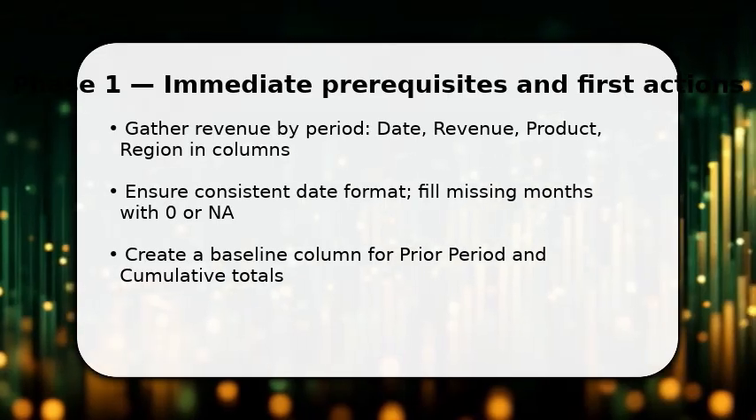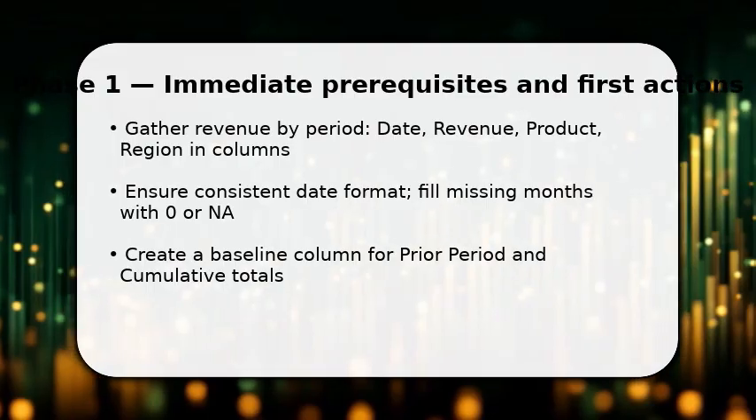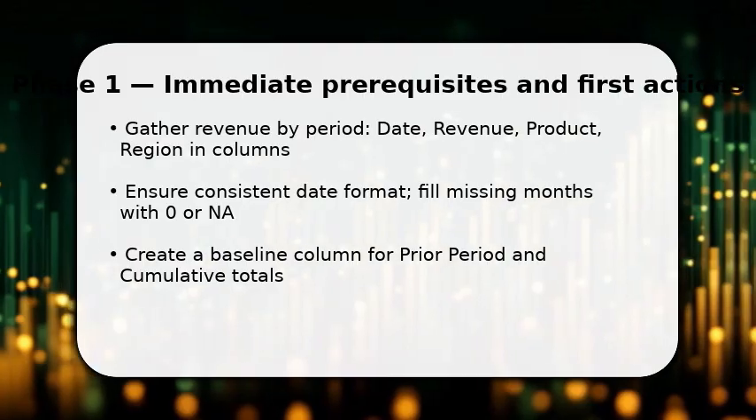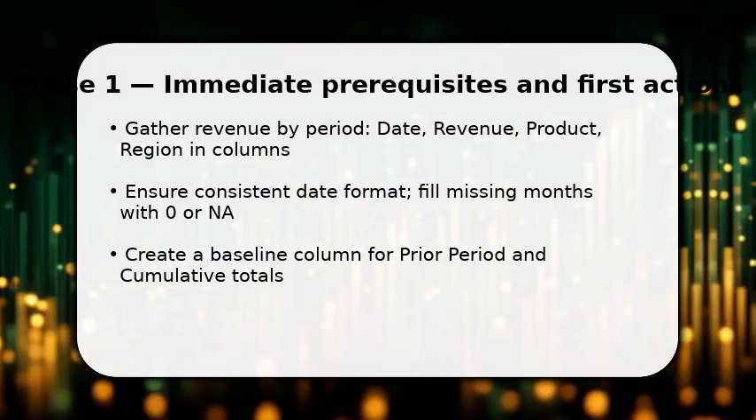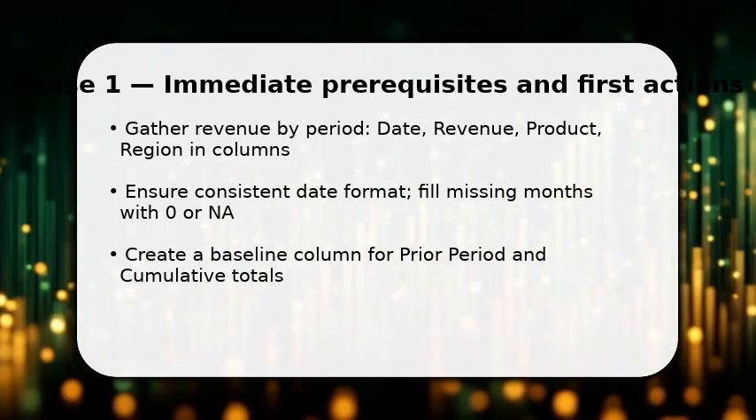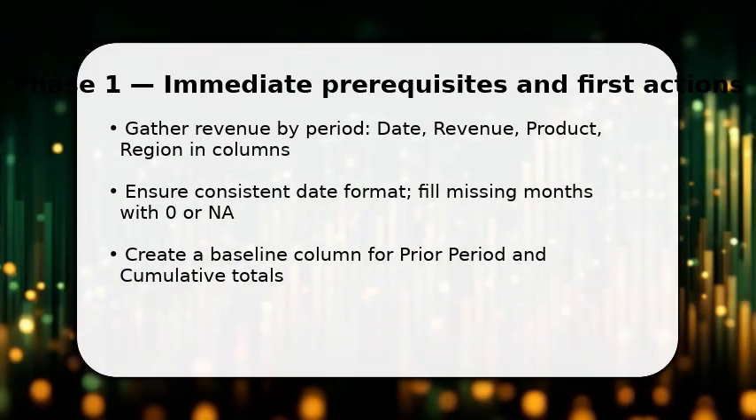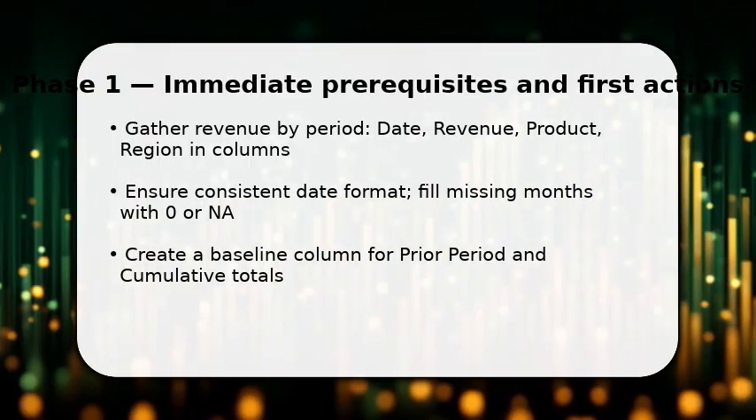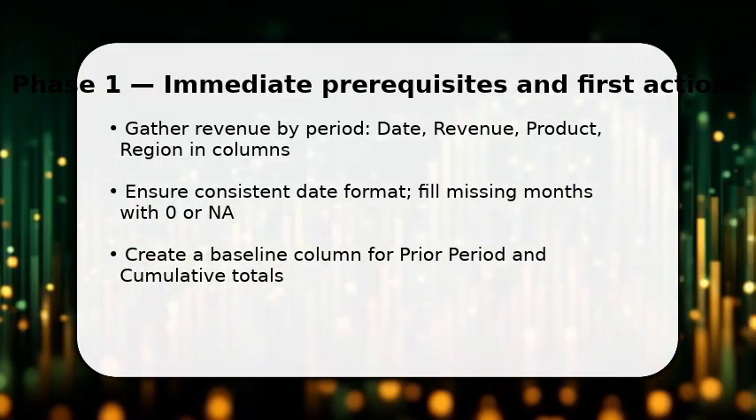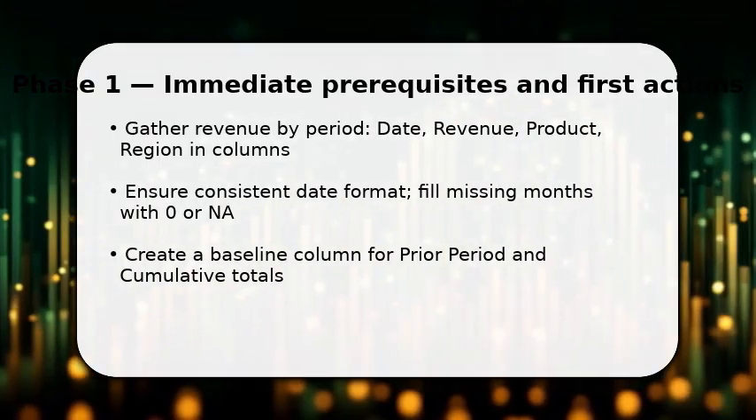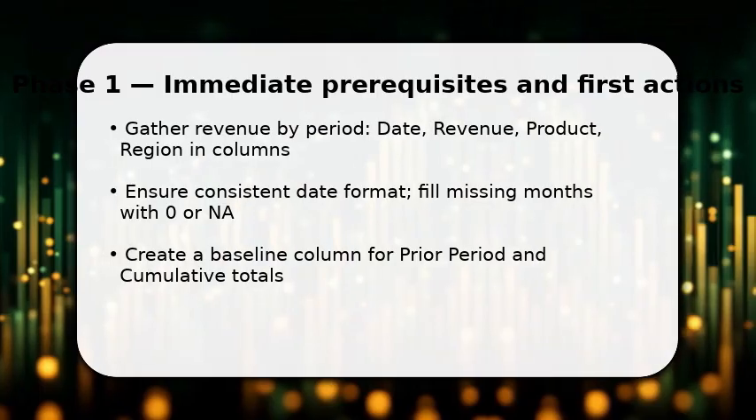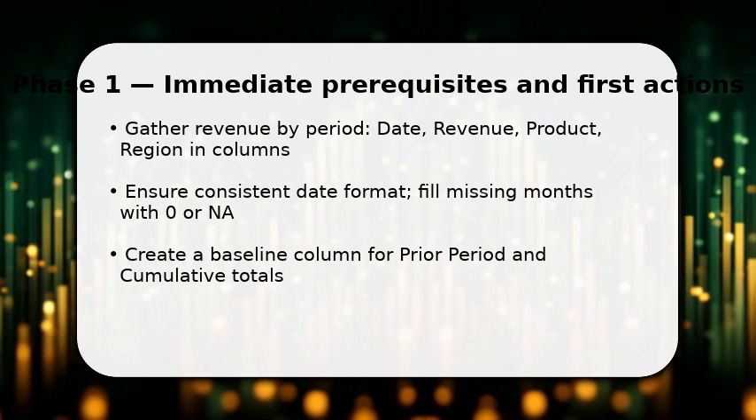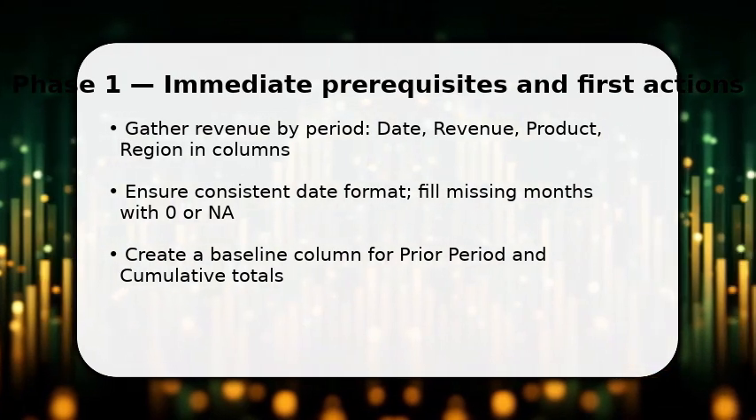You start by collecting clean revenue rows in Excel: date, revenue, and any segmentation like product or region. Once done, normalize dates to month ends and fill gaps with zero so growth rates don't mislead. Create a prior period column using INDEX or OFFSET so you can compare apples to apples, and add a cumulative column if you want running totals. This gets you from raw numbers to a structured table you can calculate against immediately, reducing downstream errors and bias.